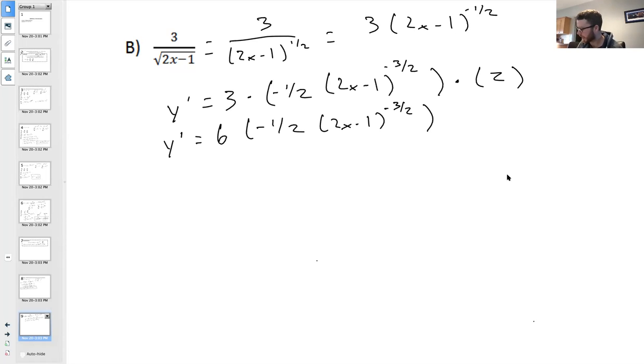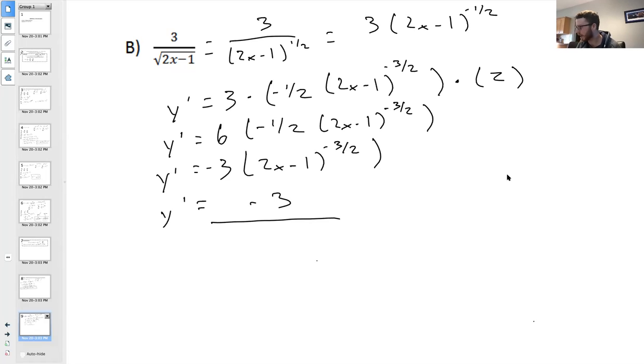We can, again, multiply our whole numbers out front. So 6 multiplied by negative 1 over 2 is negative 3, bracket 2x minus 1, negative 3 over 2. And hopefully you're saying we have a negative exponent. We do not like that, Mr. Jones. I would say excellent. So we'll leave our negative 3 on top. And then our 2x minus 1 will come to the bottom, but with a positive exponent. Okay, so that would be good.